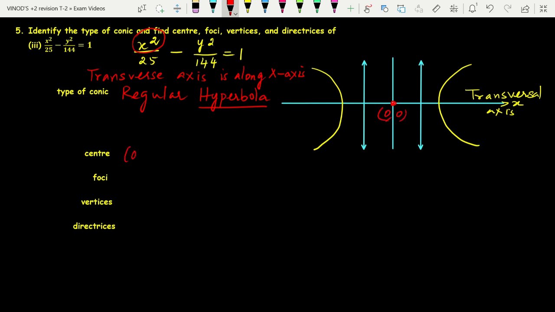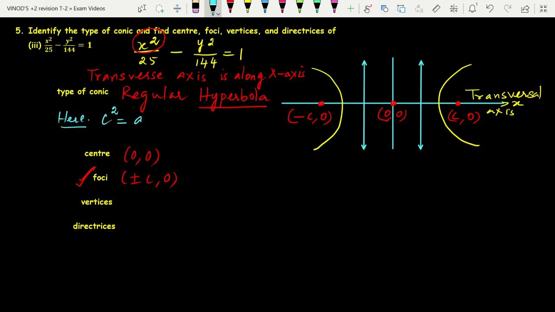Now we have to find the center. For the standard, the center is 0, 0. So the center is 0, 0. Coming to the foci. Foci, on the right side, the foci is C, 0. On the left side, the foci is minus C, 0. So the coordinate of foci is plus or minus C, 0. So we have to find C value.